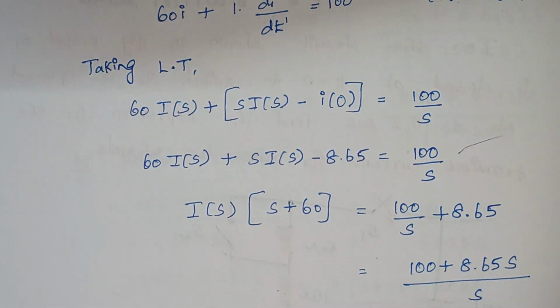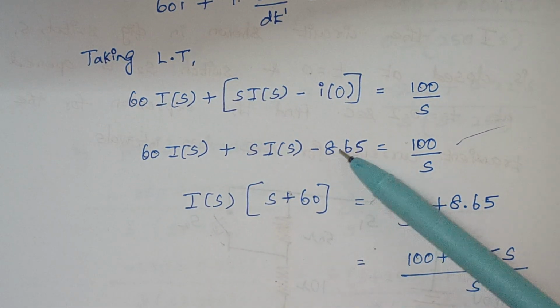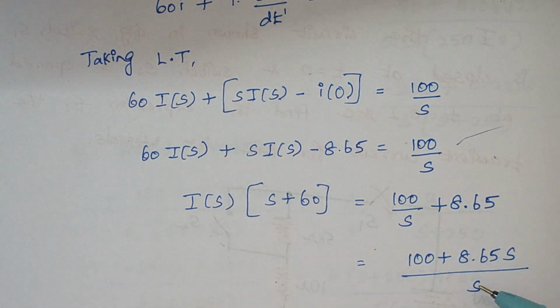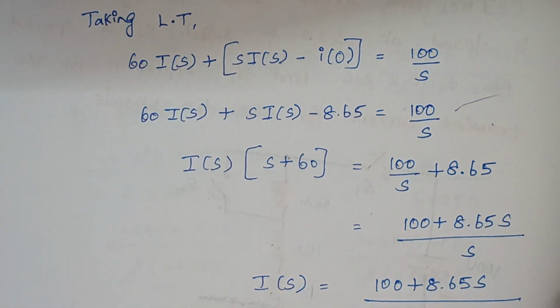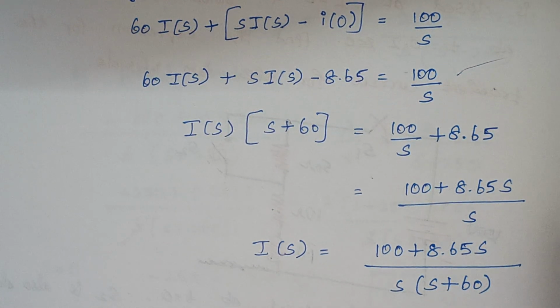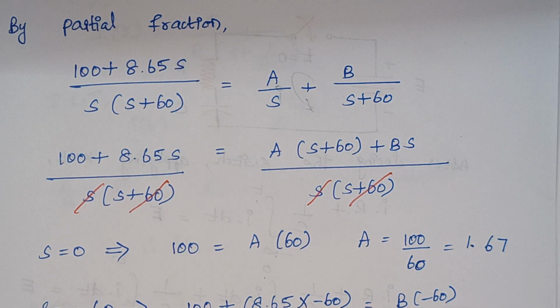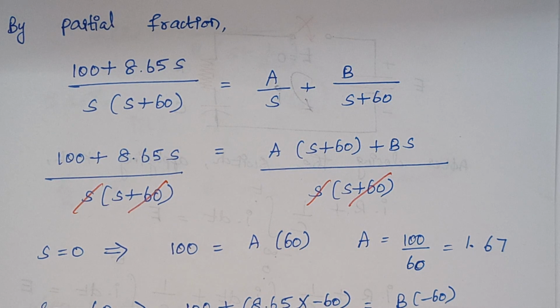So here, you see, we are moving this 8.65 to the right hand side. So it becomes plus. And again, we are taking LCM. And finally, our expression for I of S is given like this, right? 100 plus 8.65 is divided by S into S plus 60. So again, by partial fraction, we are finding the values.